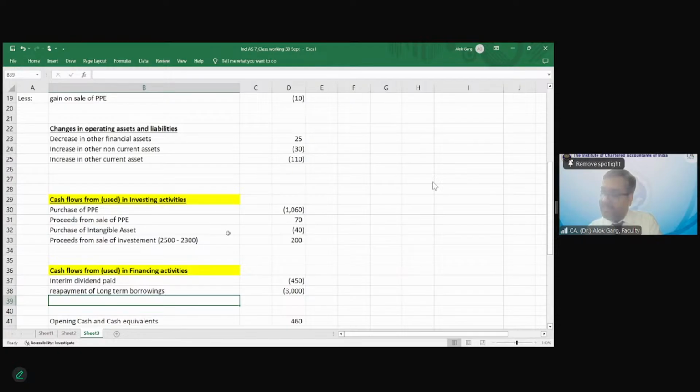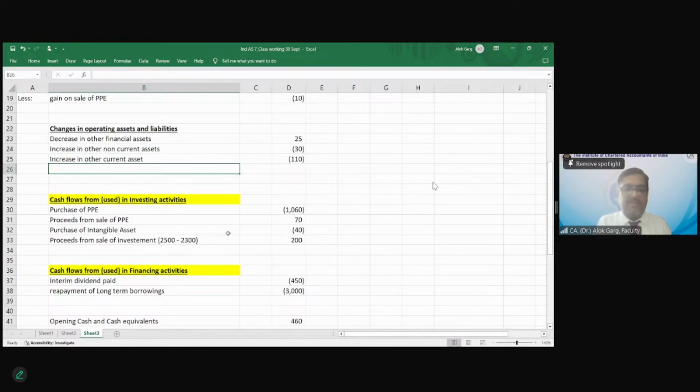The next item is other non-current liability. Opening balance was 3,615. Closing balance is 2,740. Okay. So other non-current liability is decreased. Decrease in other non-current liability. Right? So what is the adjustment of decrease in non-current liability?